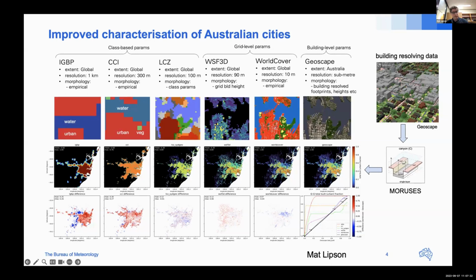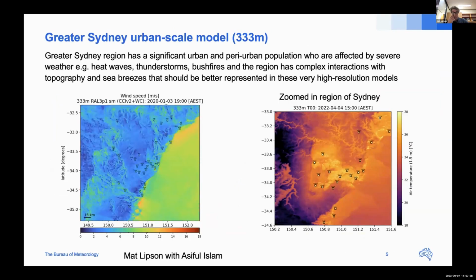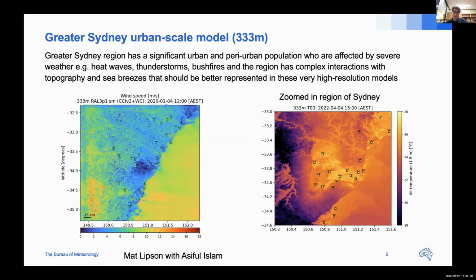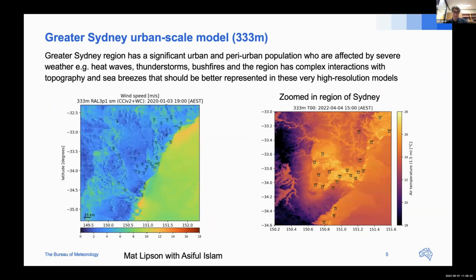So we've been looking at a series of globally available data sets and comparing them against a very high resolution building resolving data set on the far right that we have for Sydney, and working out which of these global and openly available data sets we can use in our configurations. We're settling on WorldCover, which is an ESA product at 10 meter resolution, which has a good result for cities, we're finding. So we've configured some high resolution models and are undertaking some analysis.